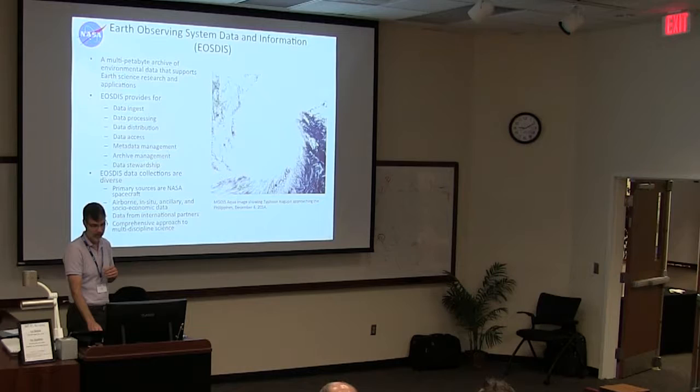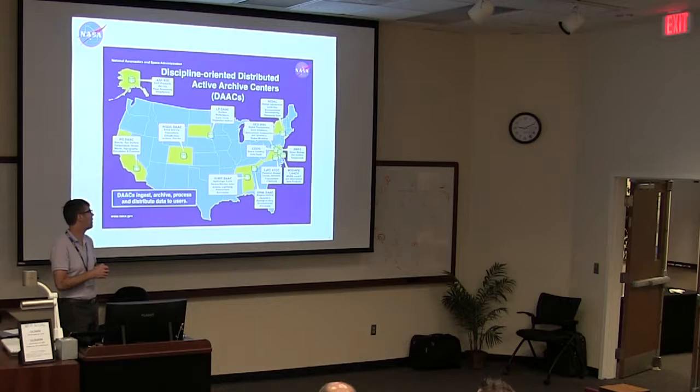This is kind of an archaic graph we've been tossing up for many years. It just shows the locations of all of our distributed data centers. Some of them are at NASA field centers like Langley. We actually have four at Goddard. And then some are with other agencies. The land processing stack is actually at the USGS in Sioux Falls.